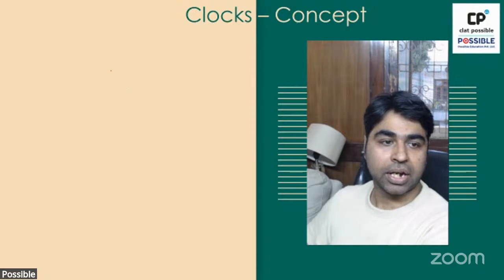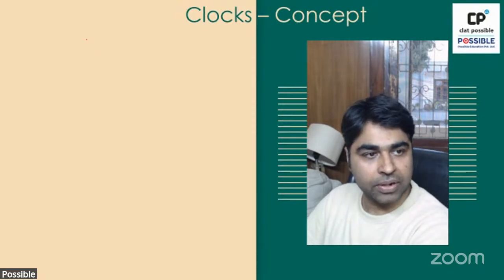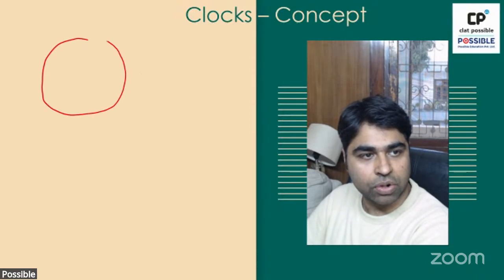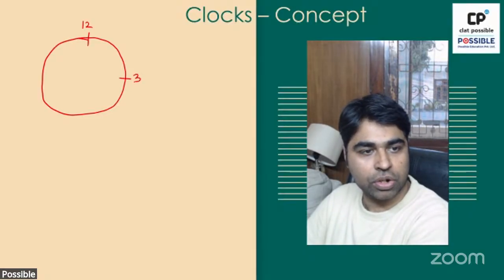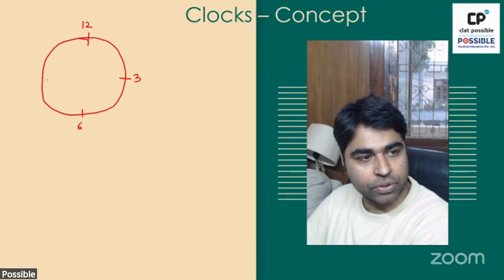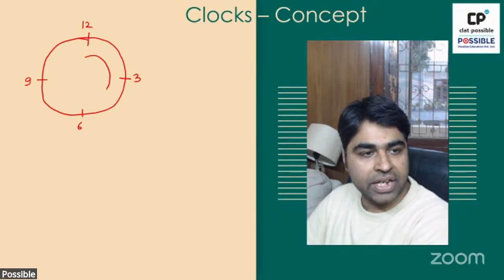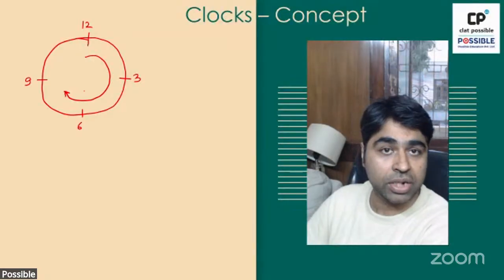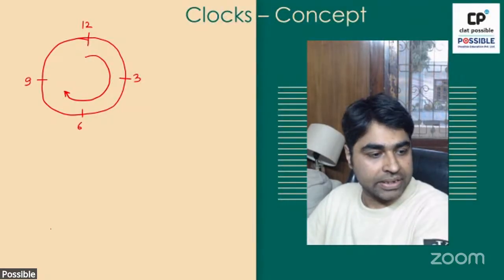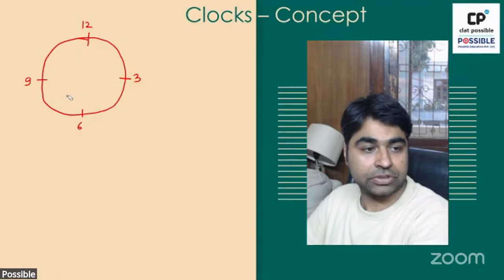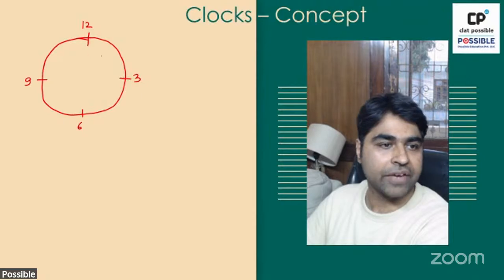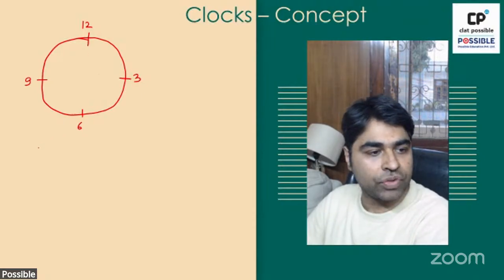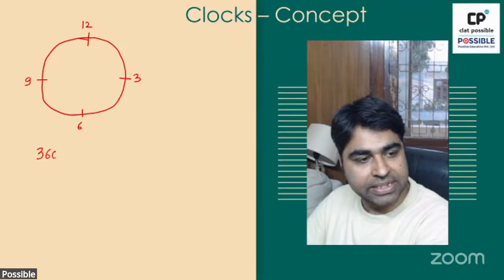Correct? So when we talk about clocks, the motion that we know is called a clockwise motion, right? Here 12 o'clock, here 3 o'clock, here 6 o'clock, and here 9 o'clock. This is the way in which the clock moves, and that is why this motion is called a clockwise motion. If we start at 12 and end at 12, then the total angle moved is 360 degrees because it is a circle, right? So 360 degrees is the total.